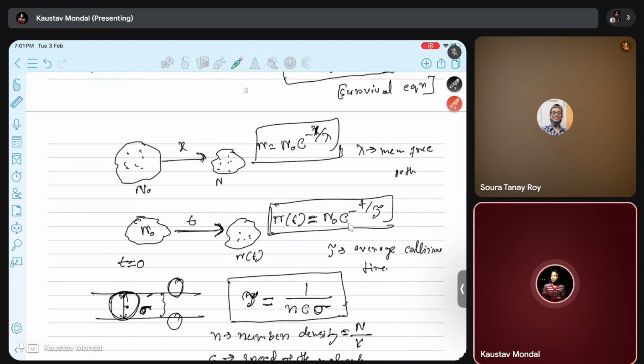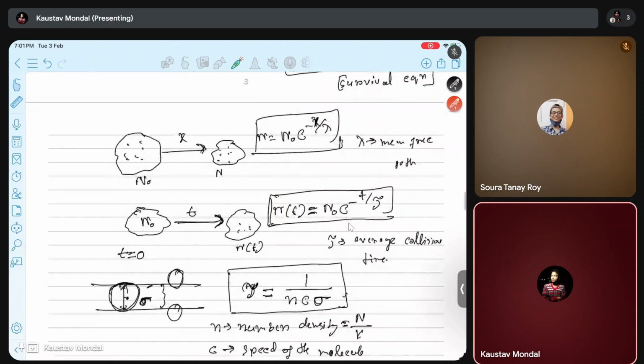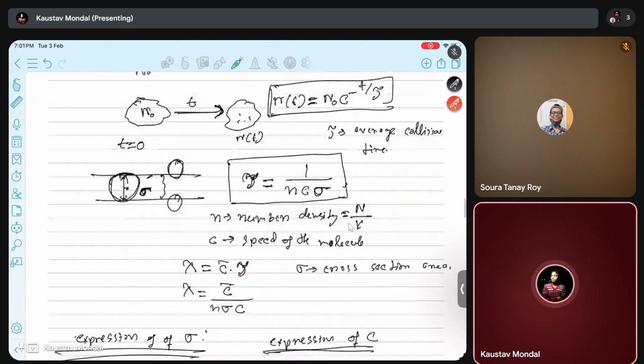Now let's suppose the same thing with respect to time. Let's suppose at t equal to 0, n naught number of molecules are there. Now after a certain time elapsed t, what is the number of molecules that remain? In that case, nt after the elapsed time is related to n naught by this relation: nt is equal to n naught e to the power minus t by tau, where tau is the average collision time.